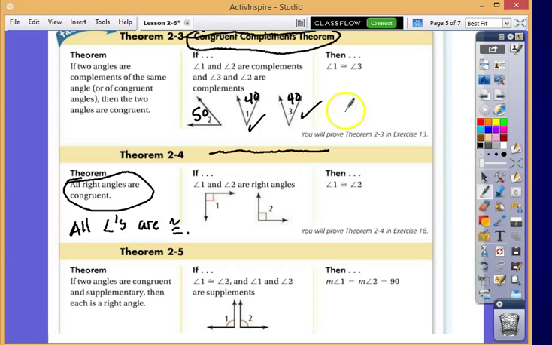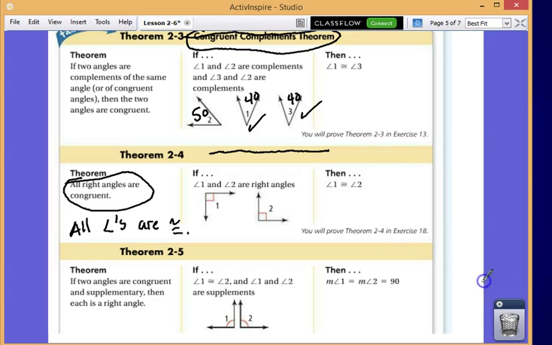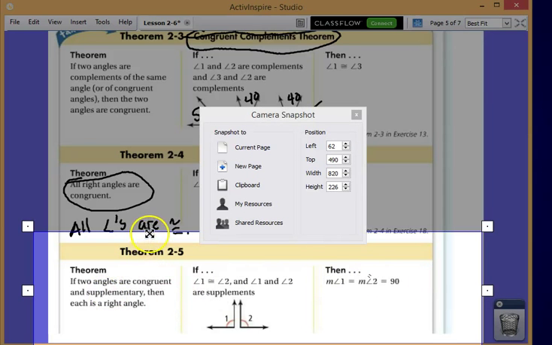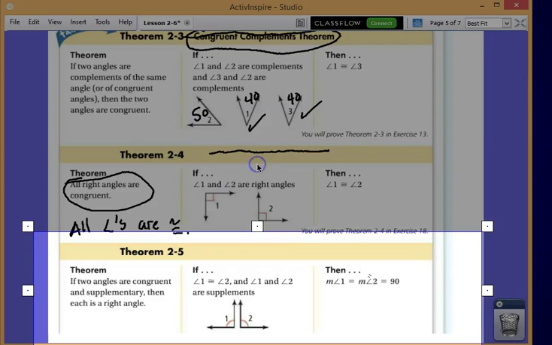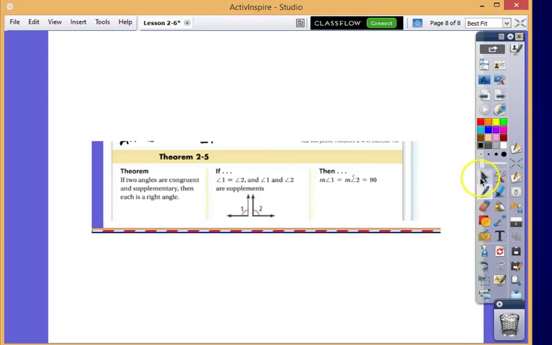Finally, we've got Theorem 2.5, which also doesn't have a title, unfortunately, and it's also a little wordy. So what I'm going to do is give you a little in-depth explanation of this one.